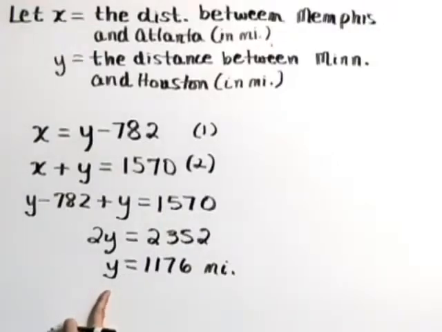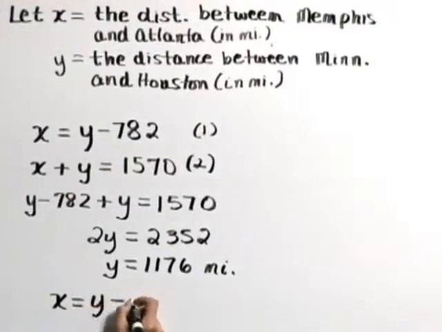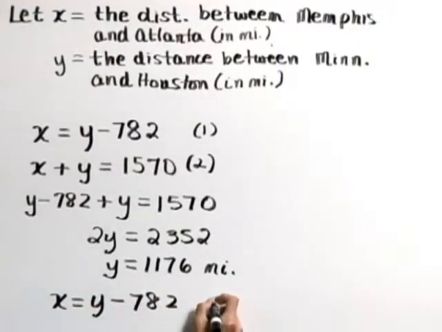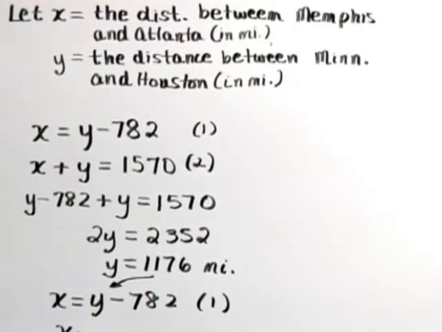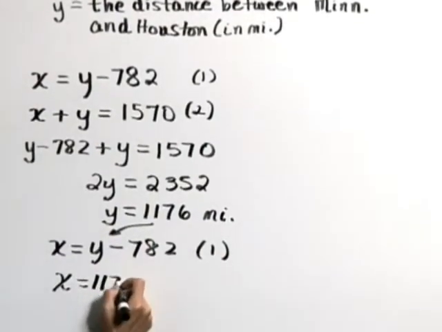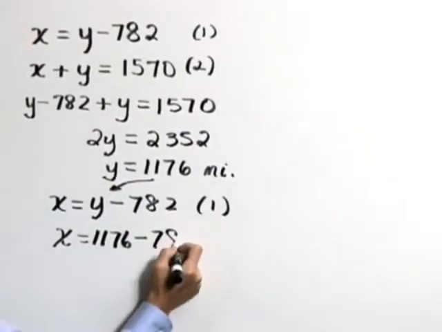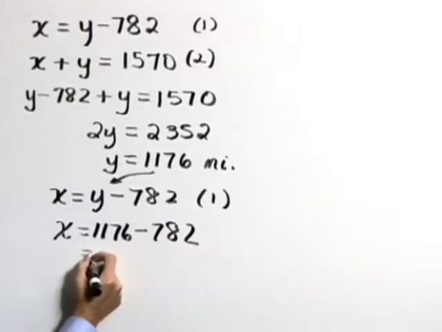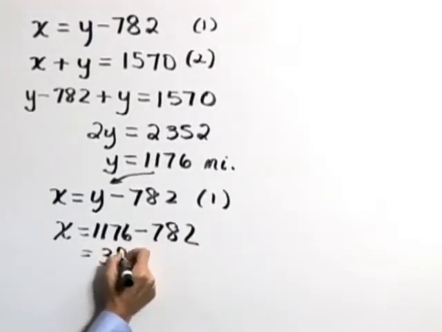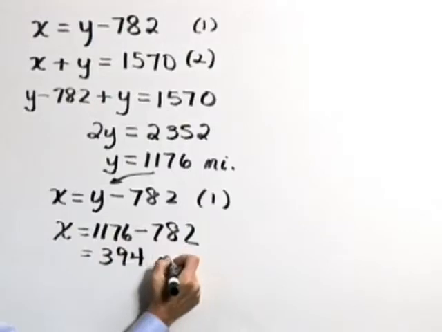Now let's solve for x, and I'm going to use equation 1 to do so. Equation 1 is x is equal to y minus 782. Let's substitute this value in for y. So x is equal to 1,176 minus 782. That gives x is equal to 394, and that's also in miles.